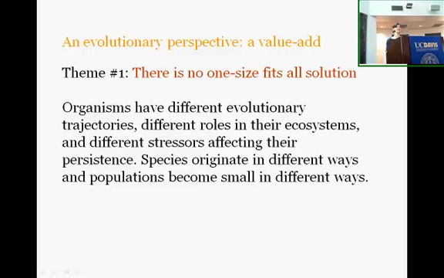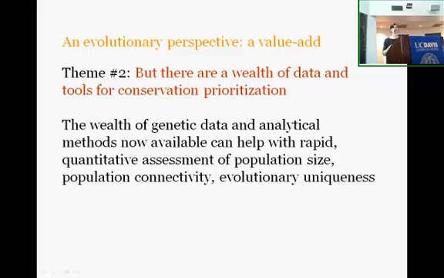Theme two is that it's not all doom and gloom, because even though we have to make decisions, we have lots of great tools at our disposal to make those decisions. So we're lucky to be at a day and age where genetic data is cheap and easy to access, where new algorithms and new statistical methods are being developed to help do broad-scale analyses to identify things like evolutionary uniqueness. And so we have a lot of methods available to give us quantitative ways to think about how to rank priorities based on population sizes, population connectivity, evolutionary uniqueness.